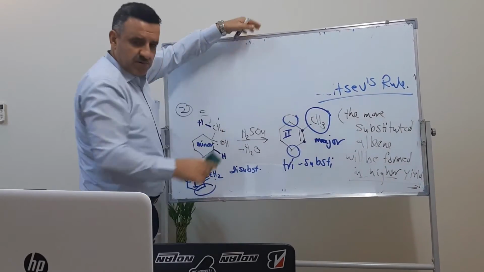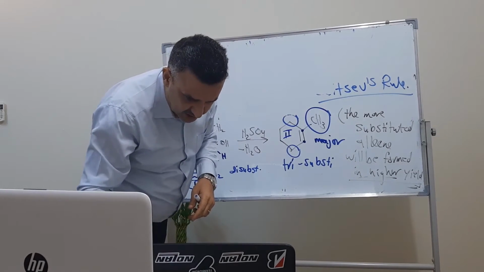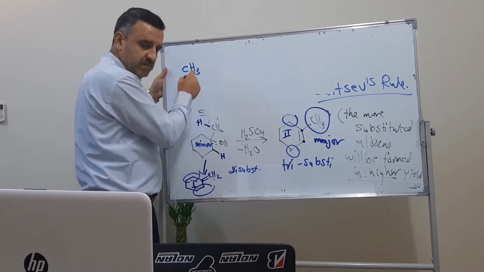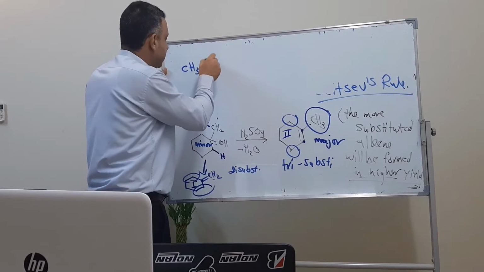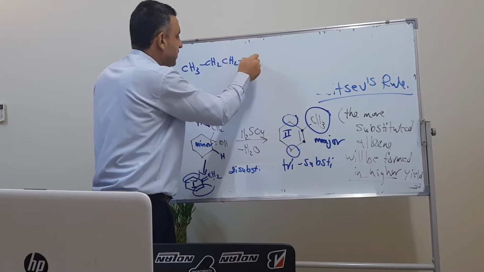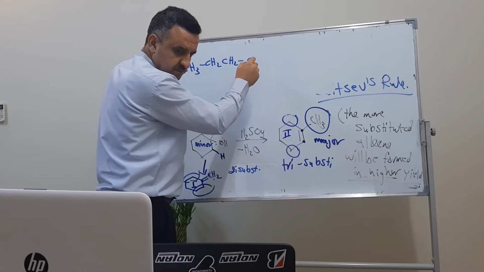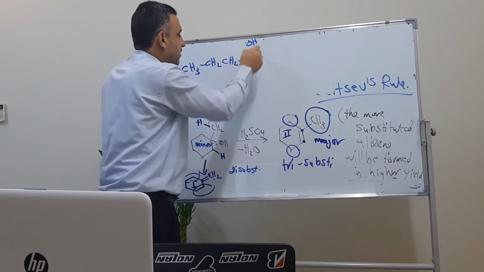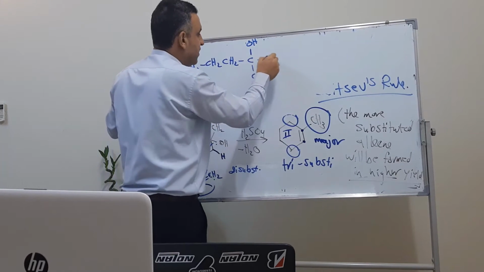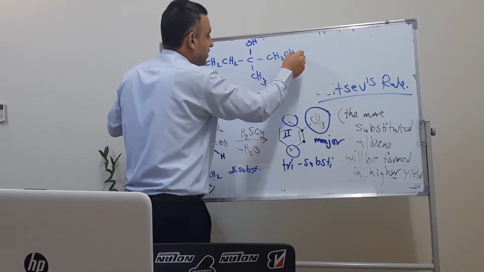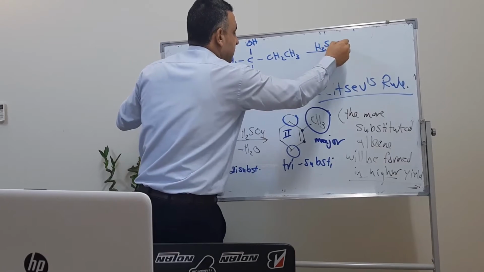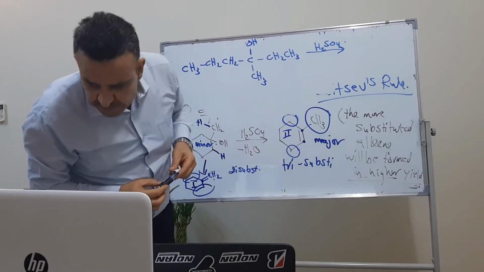Let me give you the reaction in the scheme here. For example, we have CH3, CH2, CH2, then C, OH, then CH3, then CH2, CH3. And you allow this to react with sulfuric acid. Do you follow me?